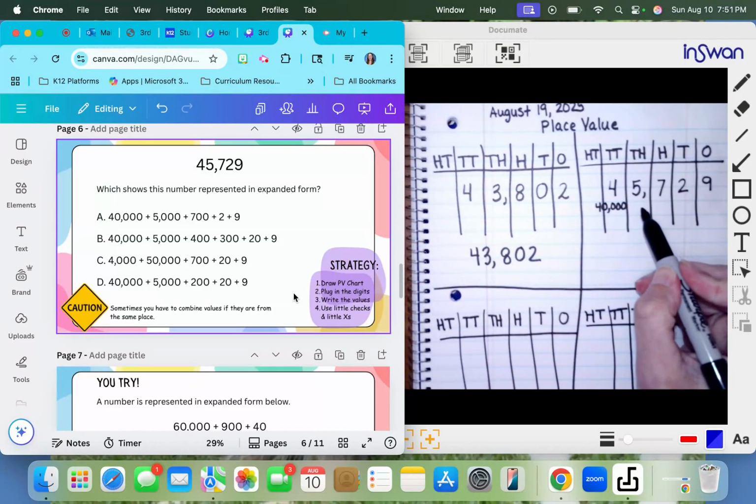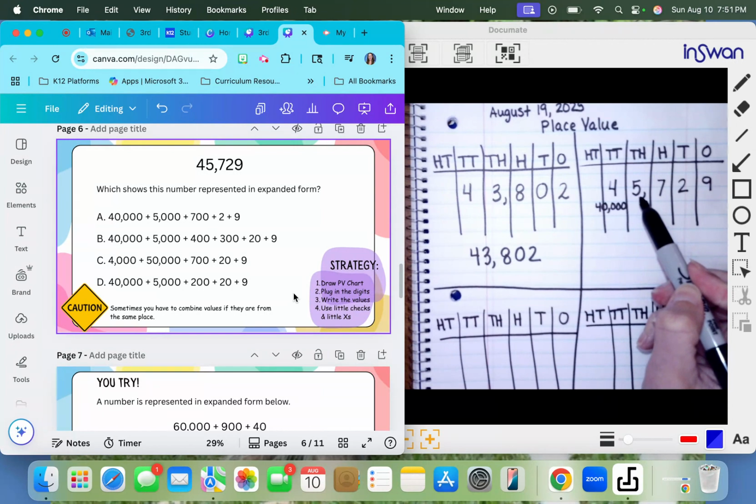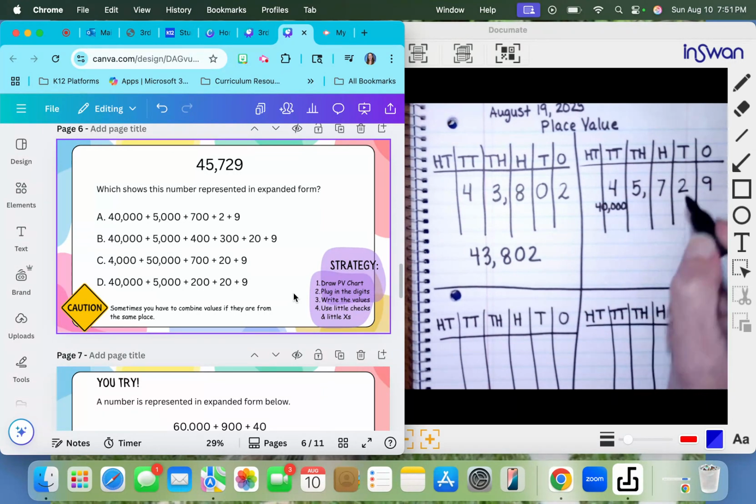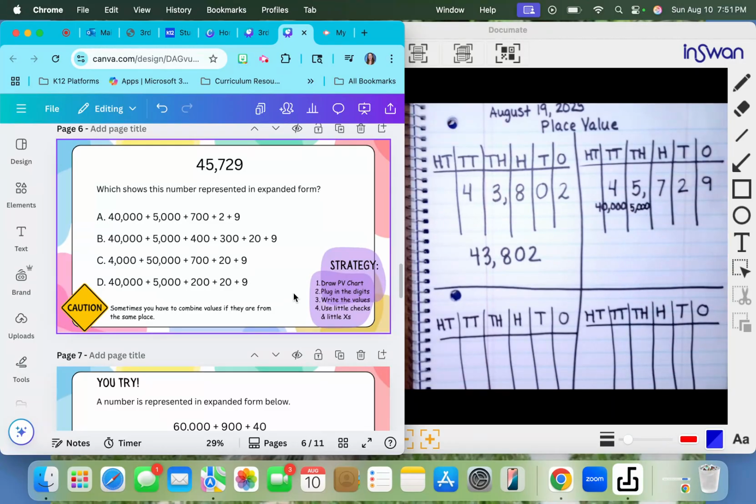Now let's write the value of our 5. He's not worth just 5. He's in the thousands place. How much is he worth? What is his value? 5,000.